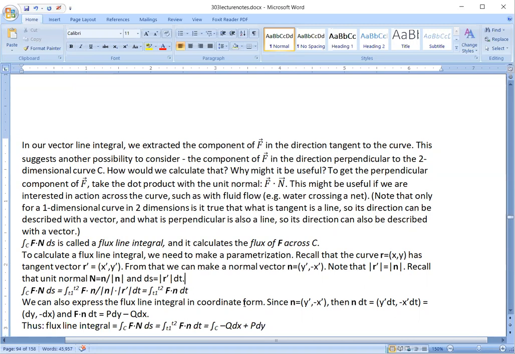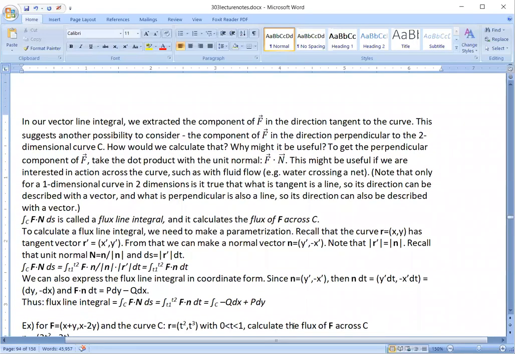So therefore, the flux line integral can also be written as the integral over the curve of negative q dx plus p dy. And in fact, that will often help us do the calculation. In fact, let's take a look at how we do a calculation.